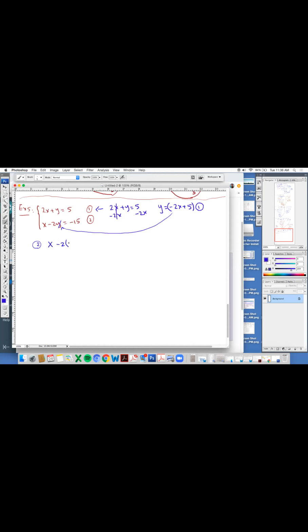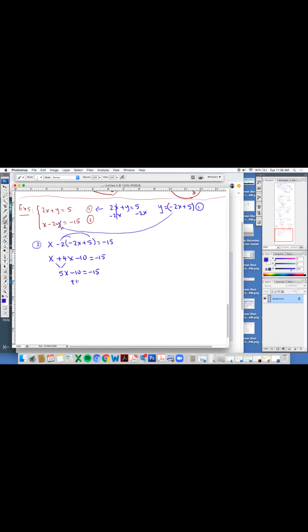Instead of y, you write parentheses, negative 2x plus 5, and then equals negative 15. So you write the whole equation, but the y gets replaced by the parentheses. Okay, so now we solve. So we're going to distribute. We're going to get x plus 4x minus 10 is negative 15. Okay, these get together. So we get 5x minus 10 is negative 15.